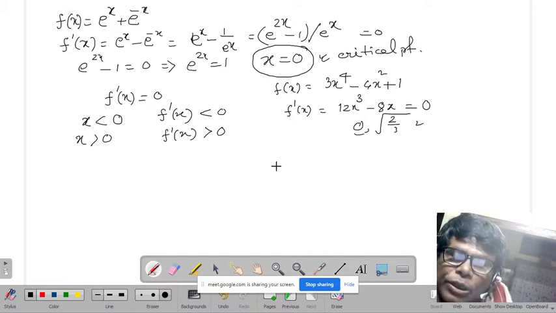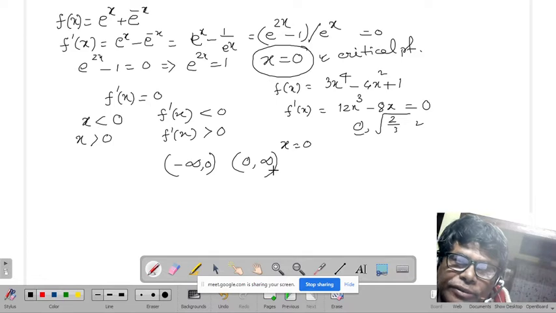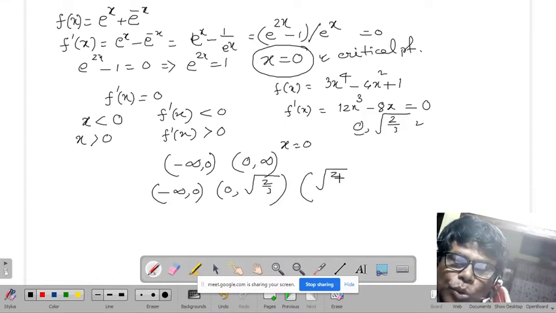Okay, so check at x equal to 0. There are many regions. Minus infinity to 0 is one region, then 0 to root over 2 by 3 is one region, then another region is root over 2 by 3 to infinity. There are three regions.